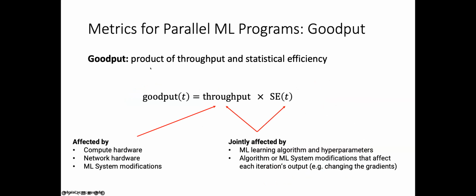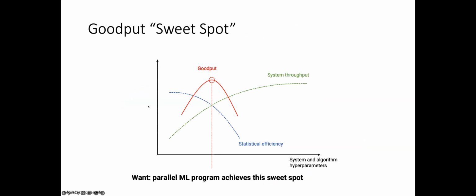Okay. All right, and then finally, goodput is just a product of throughput and stat efficiency. And that sweet spot curve I showed is essentially the goodput curve. We are ultimately trying to maximize this. We're not trying to maximize throughput, neither are we trying to maximize stat efficiency. What we care about is how fast the program completes. And that's done by maximizing the product of the two.